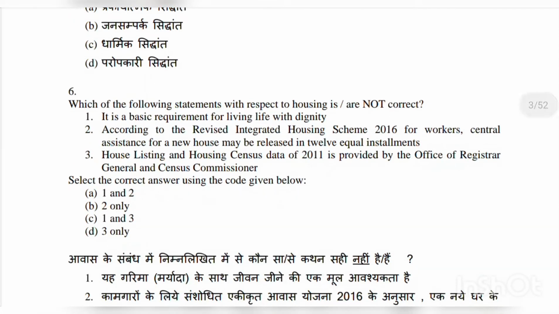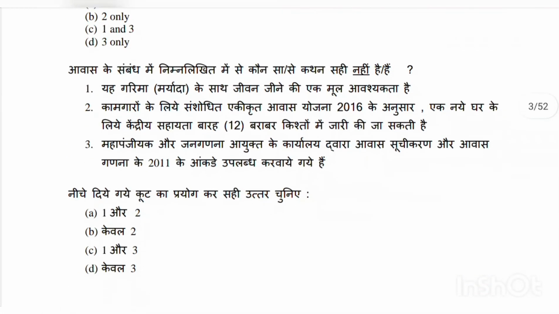Question 6, which of the following statements with respect to housing is not correct? The answer is B, 2 only. According to the Revised Integrated Housing Scheme 2016 for workers, central assistance for a new house may be released in 12 equal installments. This is the incorrect statement with respect to housing.